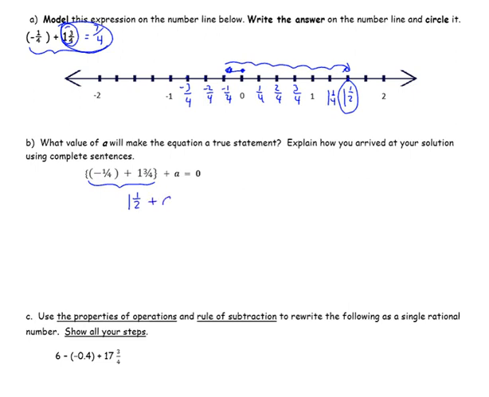So what number added to 1 1/2 will equal 0? You know that a number added to its opposite will give you a sum of 0. So the opposite of 1 1/2 is negative 1 1/2. So this would be 1 1/2 plus its opposite have a sum of 0. So the answer, A, equals negative 1 1/2.